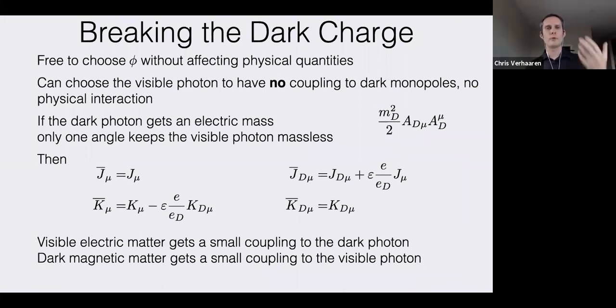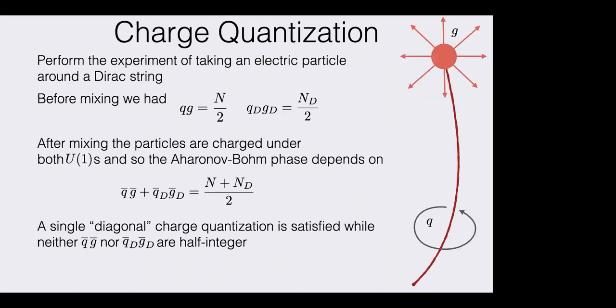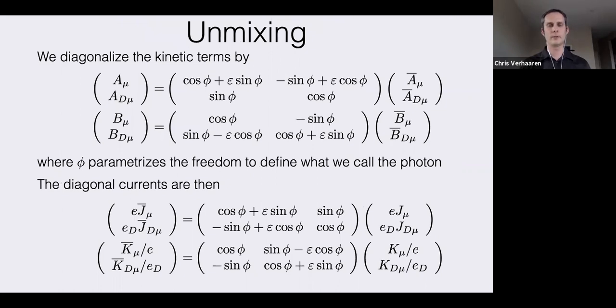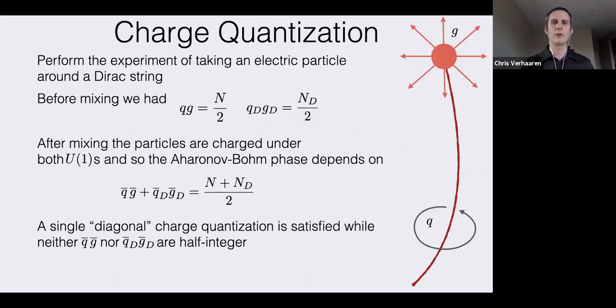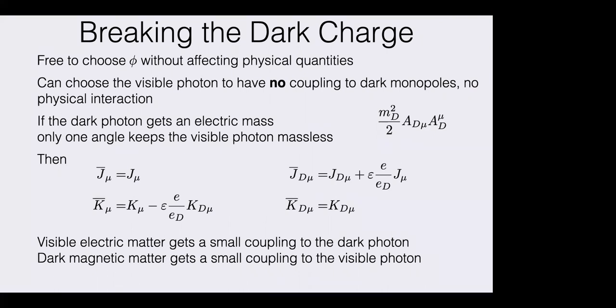But there's also a freedom in kinetic mixing always. There's this freedom, which here I've given as this angle phi, on how I want to reparameterize two U(1) theories. If I have two U(1) theories, I can always make linear combinations of what I'm going to call the photon. And that's just reparameterization. There's no physics involved. And so the physics has to be independent of that.